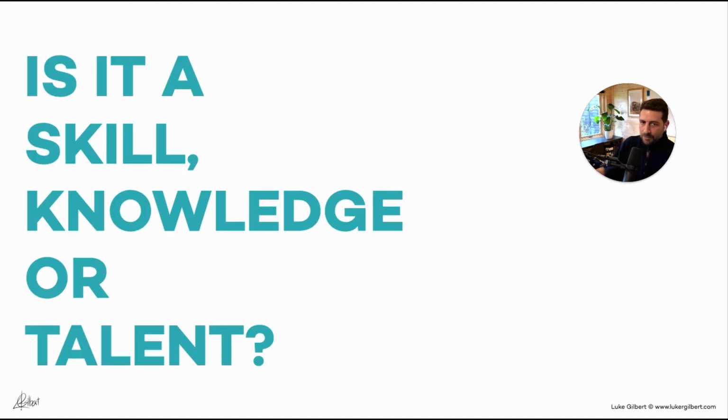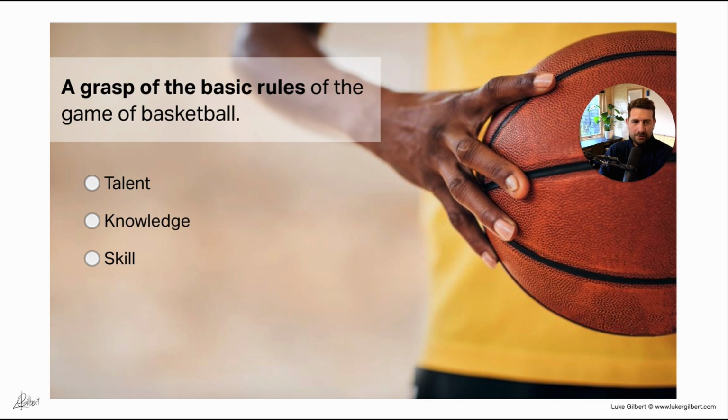So let's try and make even more clarity. We'll find an example to define the difference between a skill or knowledge and a talent, because we can get quite confused by these. And we're going to use an example of basketball. A grasp of basic rules of the game of basketball. Is that a talent? Is that knowledge? Or is it skill? Well, it's knowledge, right? Because it's got to do with basic rules. Anyone can learn basic rules. Therefore, it's not a talent, it's knowledge.